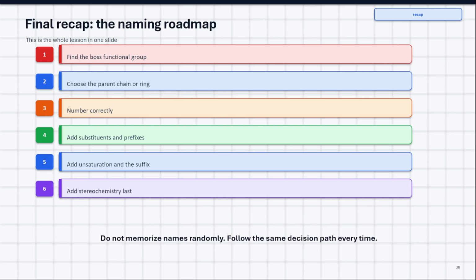The main message is simple. Do not memorize names randomly. Follow the same decision path every time. Organic nomenclature gets much less scary when you treat the name as a code instead of a giant word.